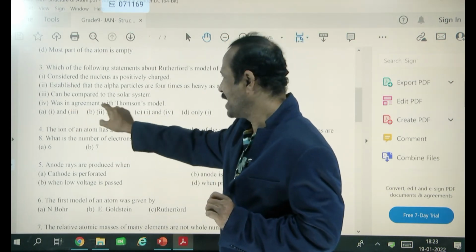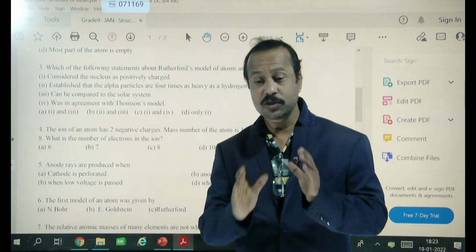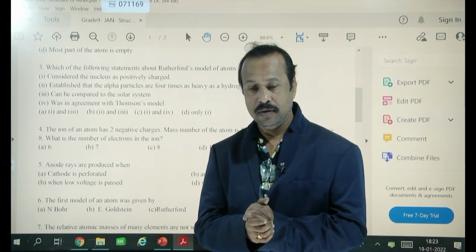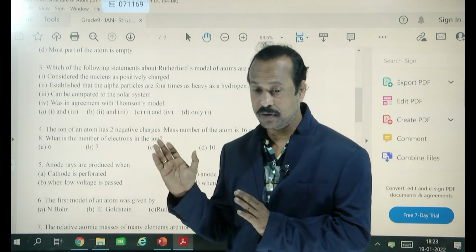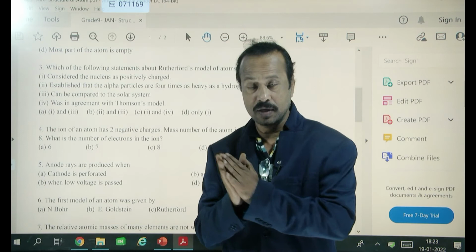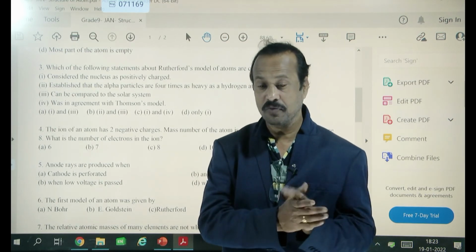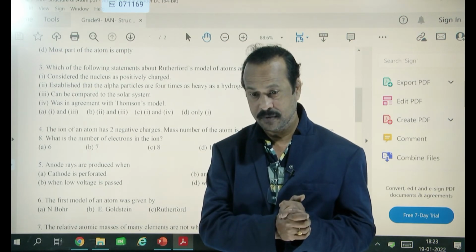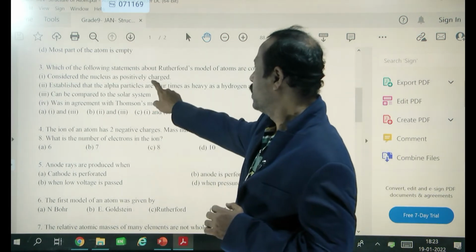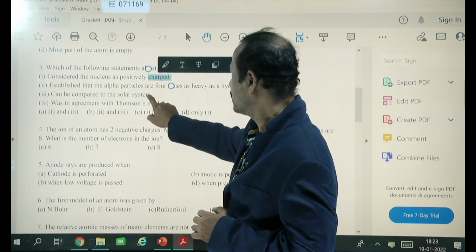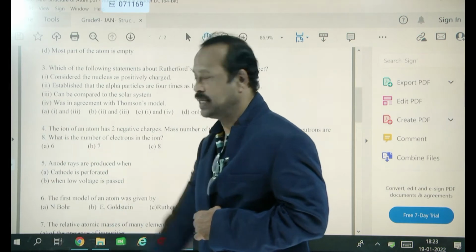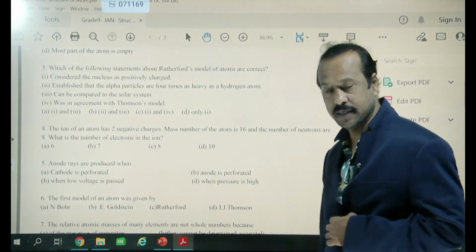The fourth one is in agreement with the Thomson model. Whether it is obeying the Thomson model, according to Rutherford model, is obeying means what? Rutherford agreed that the Thomson model was correct? No. So here only the first one and the third one are correct. First and third option is what? A. So A is the right answer. Is this clear?